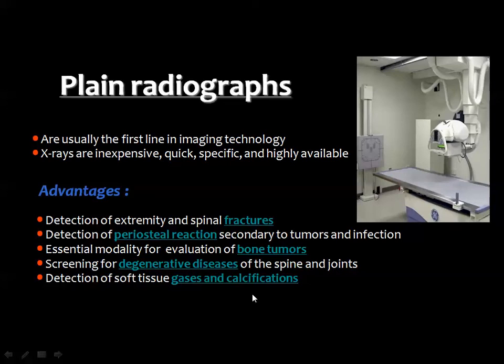They can detect easily the presence of periosteal reaction, which may be secondary to infection or tumors. It is an essential modality for evaluation of bone tumors. And it is stated frankly that X-rays should not be omitted whenever you are evaluating a case of bone tumor. Then screening for degenerative diseases of the spine and joints, osteoarthritis, spondylosis, can be first diagnosed by the plain radiographs.